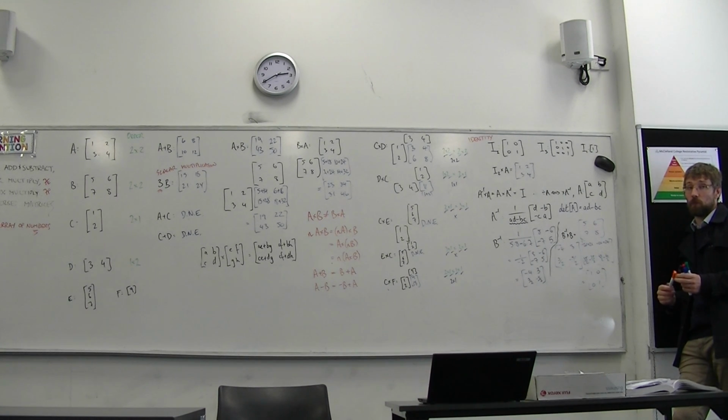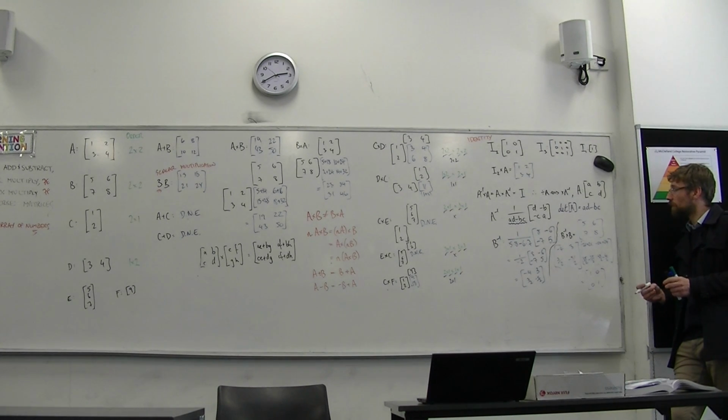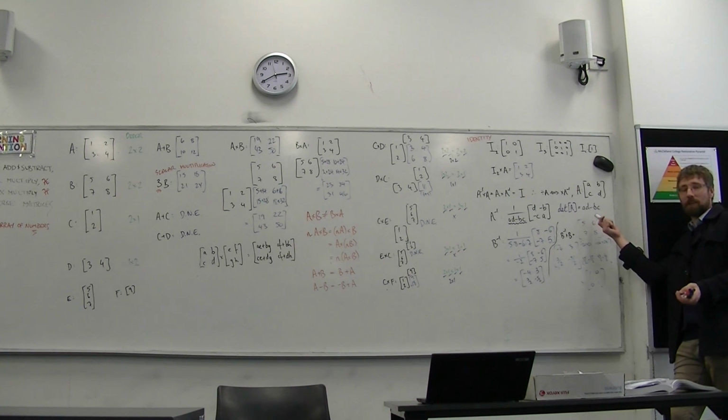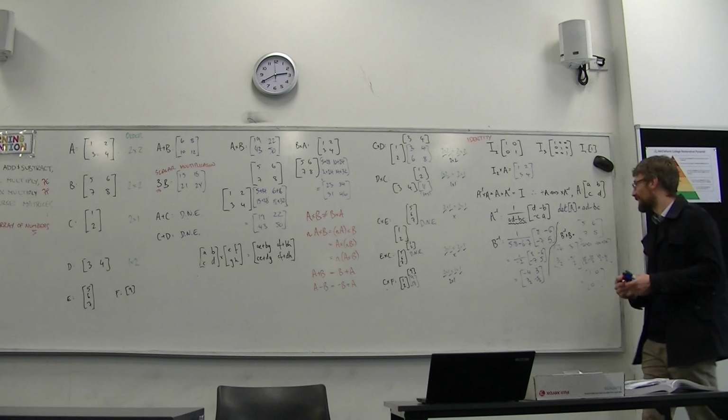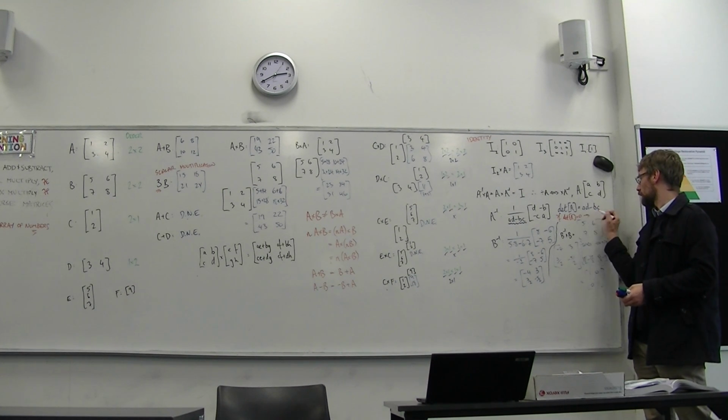Undefined. Okay, 0. What makes things undefined? When you divide by 0. So when... when A, D minus B, C equals 0. So when the determinant equals 0. Right. If det A equals 0, no inverse.